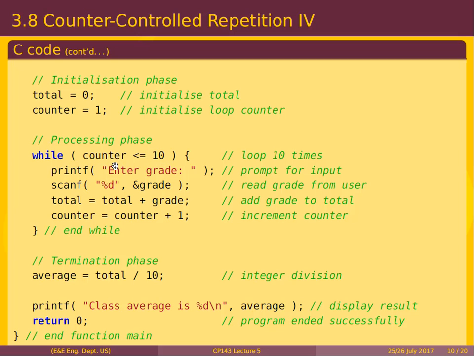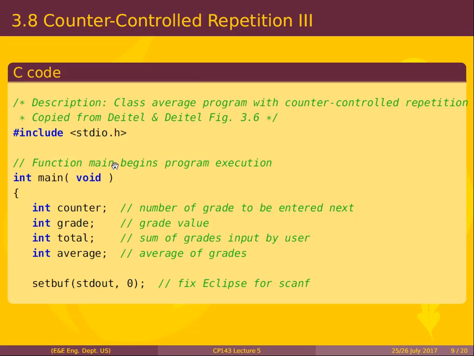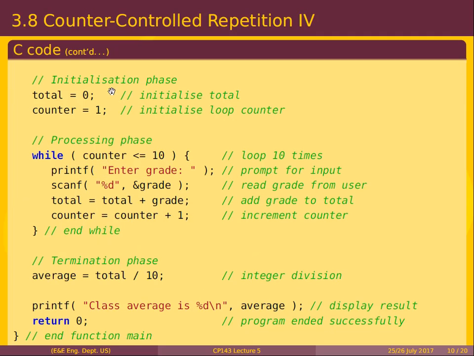If counter wasn't initialized, so if you just had this statement over here, this int, it gives it random values. It doesn't initialize it necessarily to anything. So that's why you explicitly initialize it in this phase. Otherwise this while statement can have unpredictable behavior.